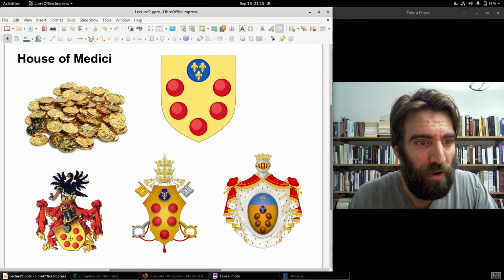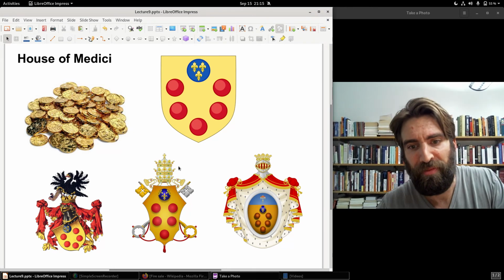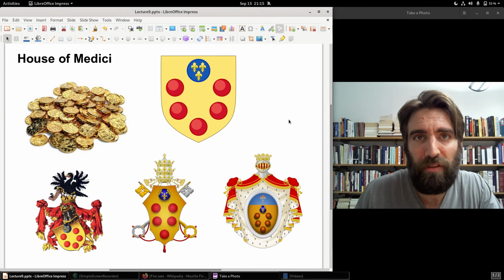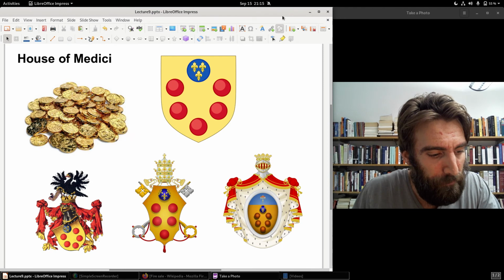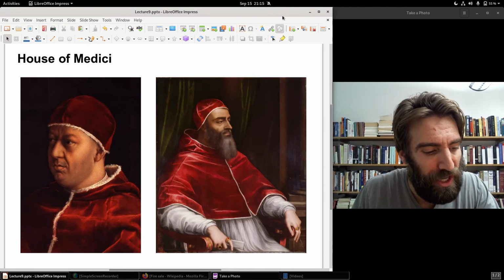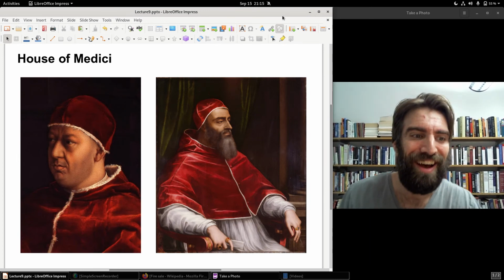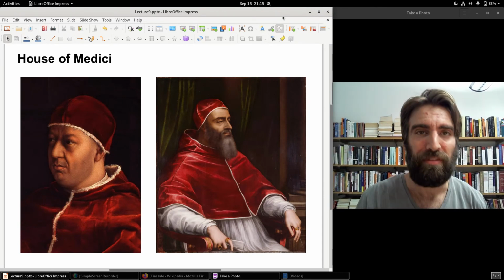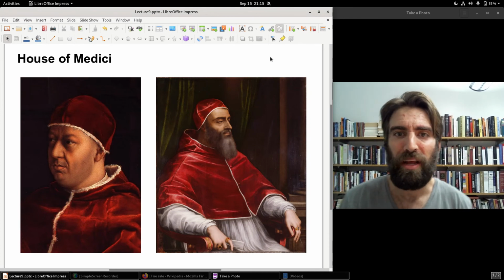This was a royal coat of arms. This right here, another royal coat of arms here on the right. The one in the center was the arms for the Medici popes. And yes, indeed, two members of the Medici family became popes. Think about that. The Medici infiltrated the actual office of the papacy. On the left is Pope Leo X, and on the right is Clement VII.